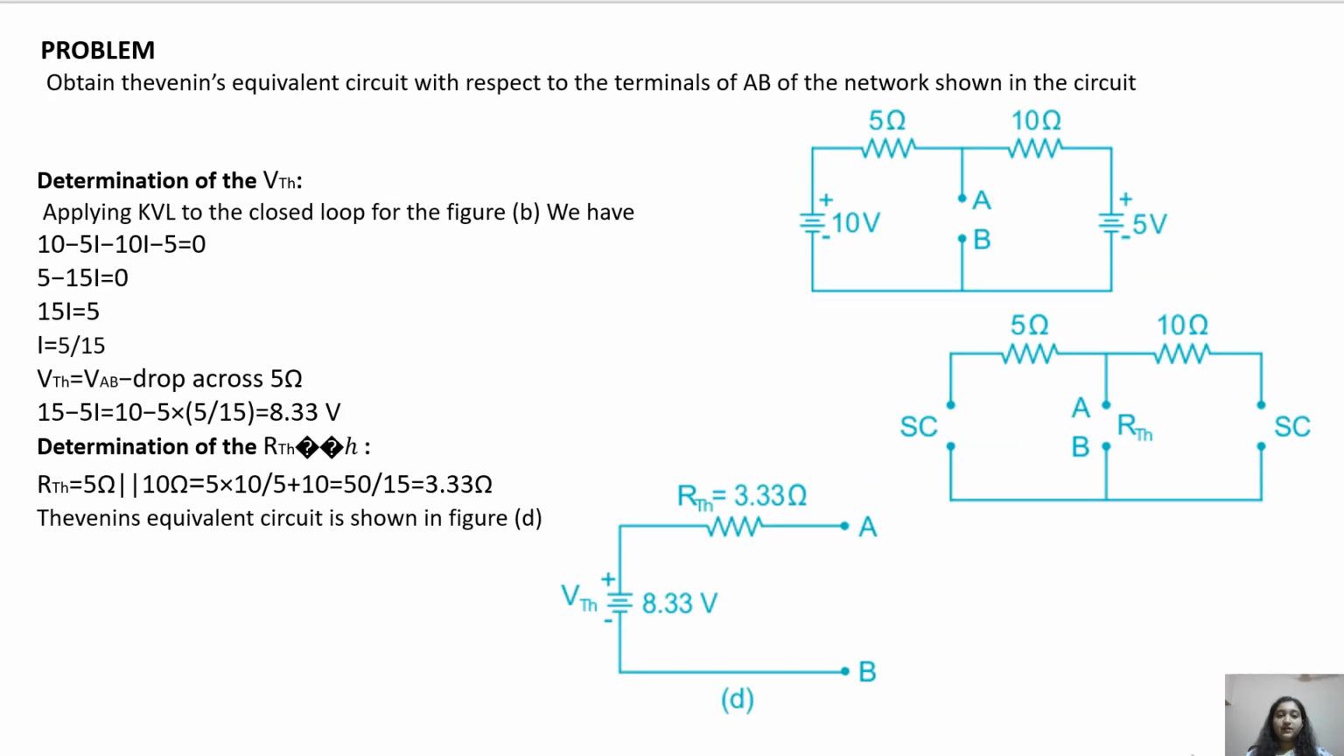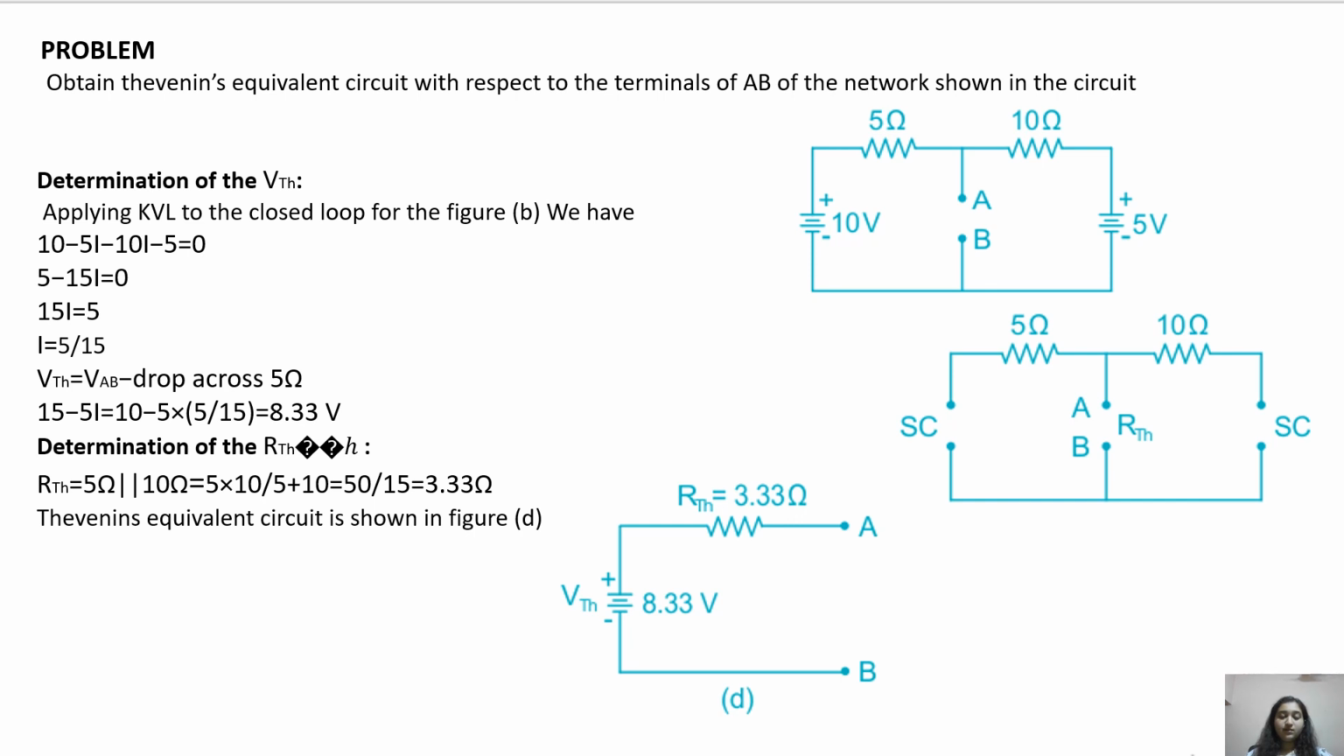Problem. Obtain Thevenin's equivalent circuit with respect to the terminals A and B of the network as shown in the circuit. Determination of VTH. Applying KVL to the closed loop for figure B, we have 10 minus 5i minus 10i minus 5 equals 0. 5 minus 15i equals 0. 15i equals 5. Therefore, I is equal to 5 by 15.